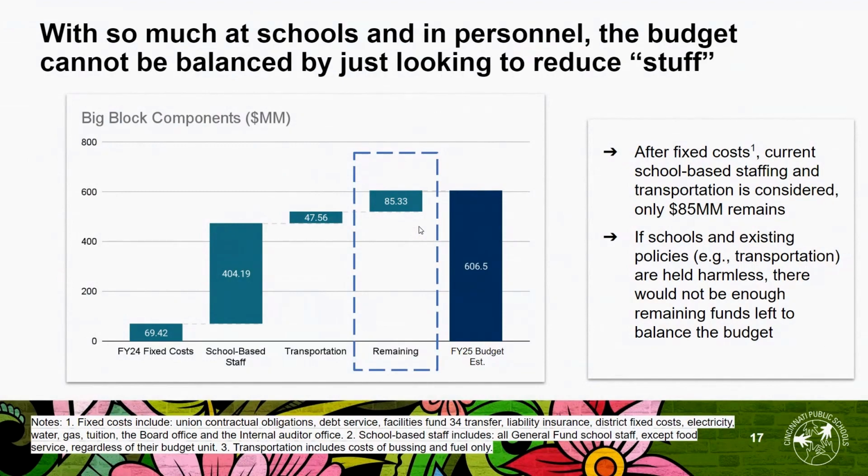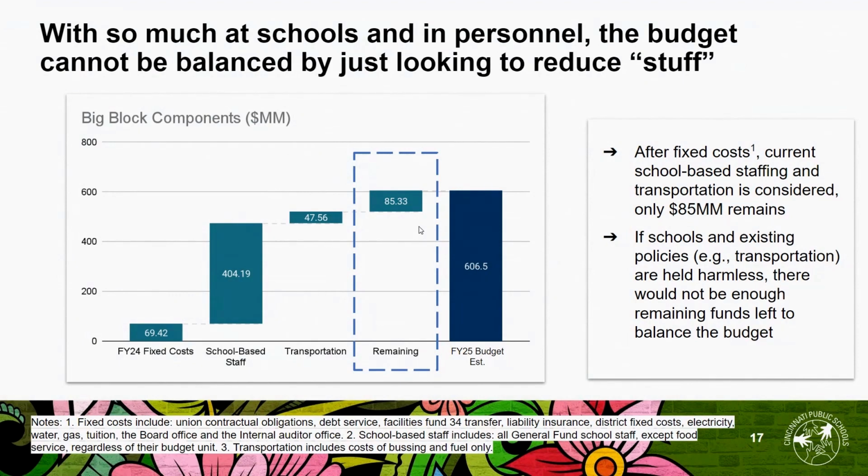The first are fixed costs. We'll define that slightly differently later, but for now, think of that as things that are required of the district. These are costs that we just got to pay. We don't have much choice or control over. So electricity, fuel, insurance, those sorts of things. That's $69 million based on this year's costs.